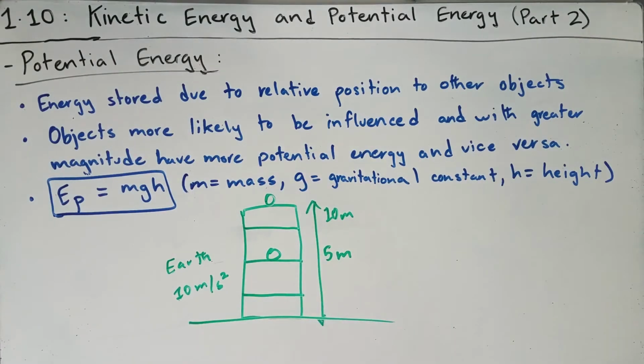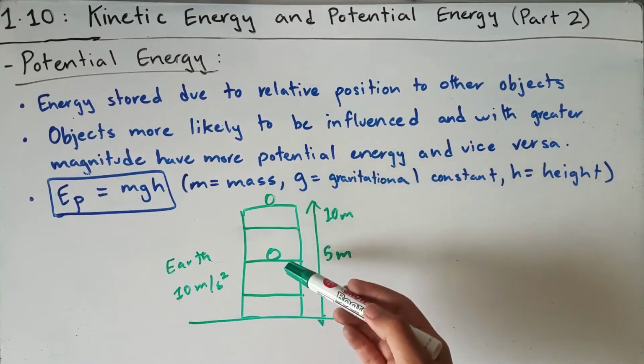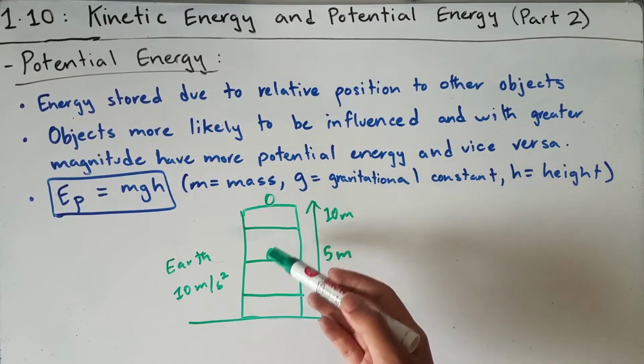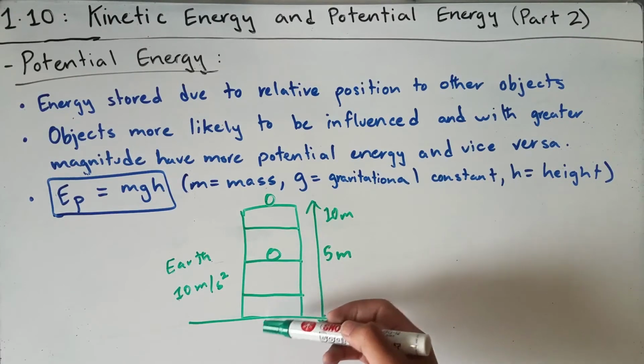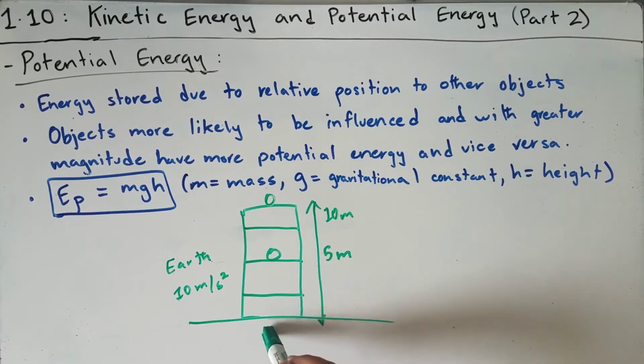So using the formula for potential energy, we can find the potential energy of each of these two balls. And by definition, we know that objects that are higher have more potential energy than the objects that are lower, as objects that are lower will fall down with a smaller velocity compared to objects that are higher, which will fall down with a greater velocity as the impact with the ground.